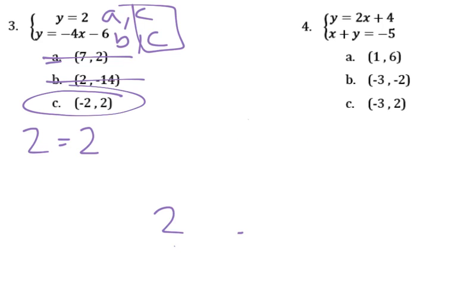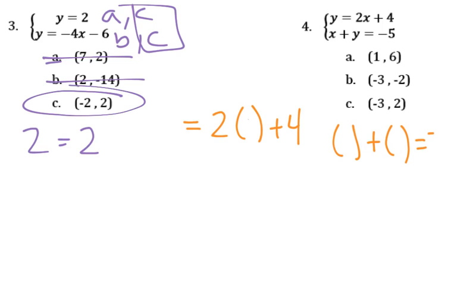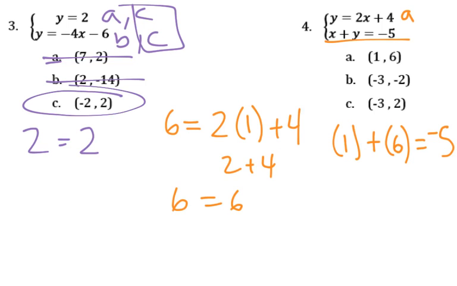So clear some space out. Take a look at number 4. Same idea. So y equals 2x plus 4 and x plus y equals negative 5. Now we've got a standard equation that we're throwing in here, but it still works the same way. 1 for x, 6 for y. 2 times 1 is 2 plus 4 does equal 6. So on the first one, A works.